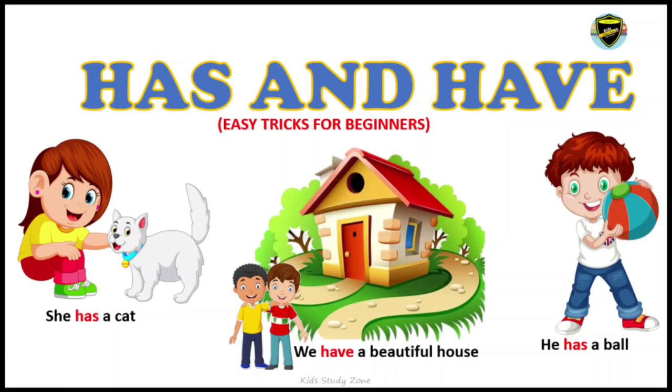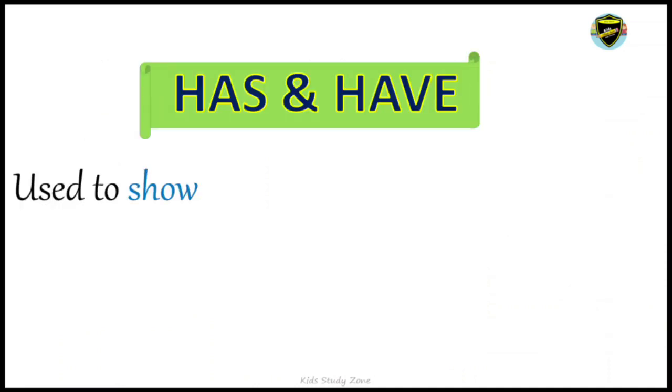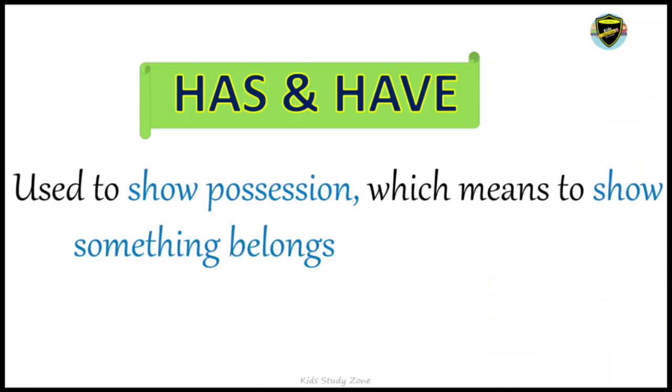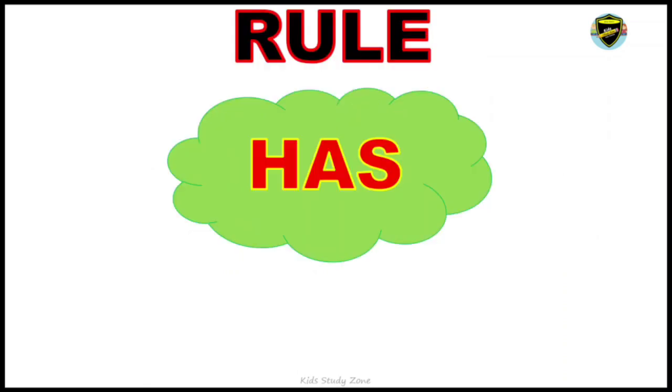Has and have. In this video, I will tell you the rules to remember when to use has and when to use have in the given sentence. We'll see some examples with the help of pictures and then we'll be doing some exercises based on has and have. So let us start. Has and have. They both are used to show possession, which means to show something belongs to you or someone else. Now, let us see the rule when to use has.